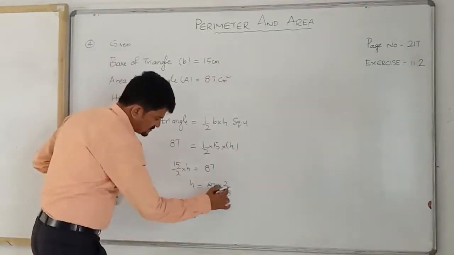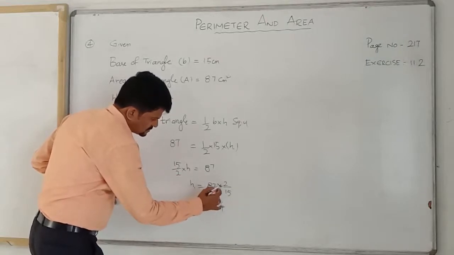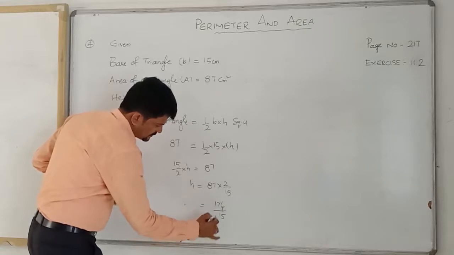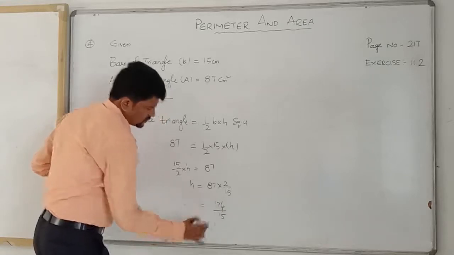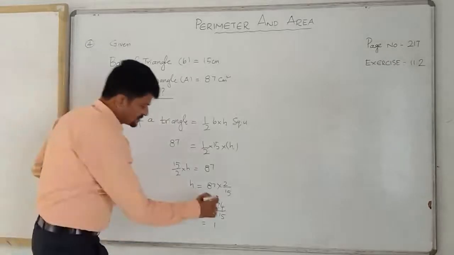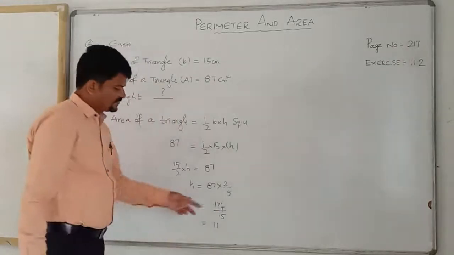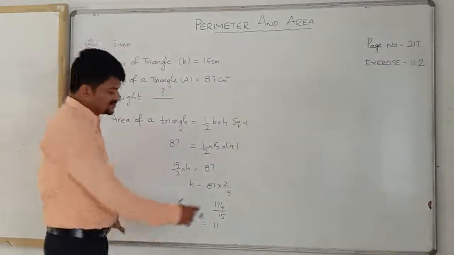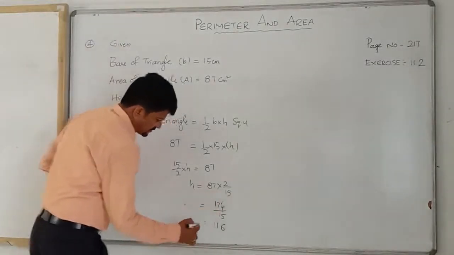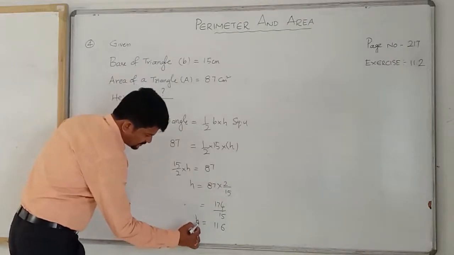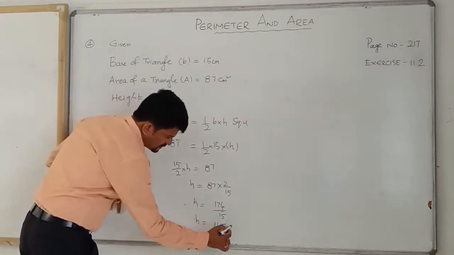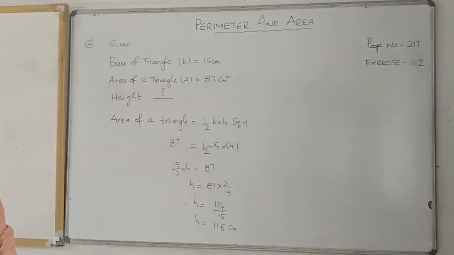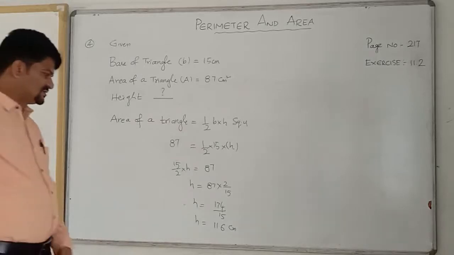Now 87 into 2 is 174, divided by 15. 15 ones are 15, subtract: 24. Again 15 ones are 15, subtract: 9. 9 0 is 90. 15 6s are 90. Therefore h is equal to 11.6 centimeters. 11.6 centimeters. Clear, children? That's good.